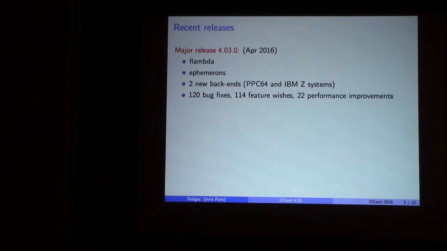There are two new backends. So usually we remove backends for obsolete architectures. Now we have two new ones, 64-bit PowerPC and IBM Z Systems, which is the latest name of the latest iteration of the mythical IBM 360 mainframe architecture. There are lots of bug fixes and feature switches and quite a number of performance improvements, which range from small to quite large.